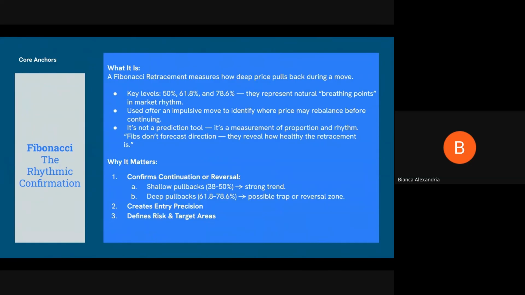We use this as a measurement of proportion and rhythm, and it helps us to develop a better eye for entries. So it confirms continuation or reversal. It creates entry precision, as I just stated, and then it also defines targets, and it helps us to identify our risk as well.